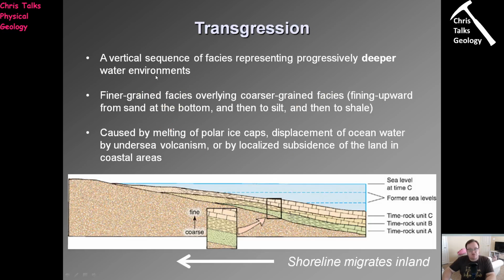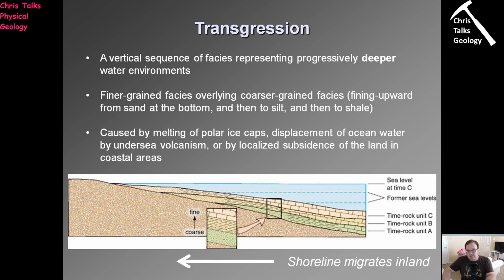So a transgression is essentially a vertical sequence of facies representing progressively deeper water environments. So what we'll get is finer grained facies overlying coarser grained facies. So we'll get the sand being covered over by the mud, being covered over by the carbonate. So what essentially causes these transgressions? Well, marine transgressions can be caused by just a relatively limited number of options. Marine transgressions are normally caused by the melting of polar ice sheets. This obviously releases water into the oceans and the sea level rises.